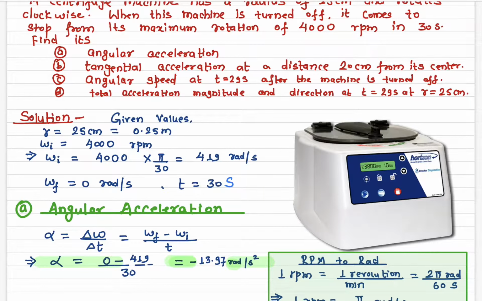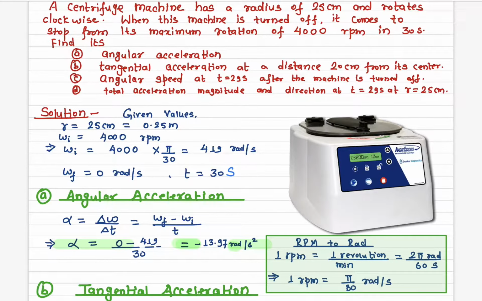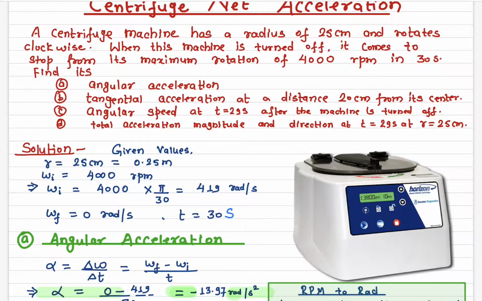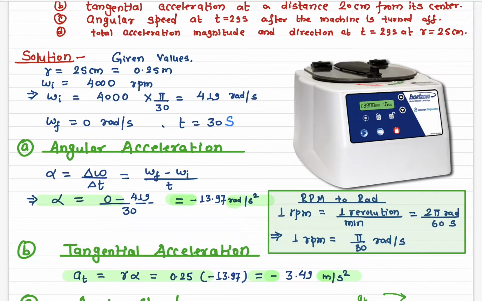Okay, so here we might be using a lot of terminology of the same kind. For example, angular acceleration, tangential acceleration, angular speed, linear speed, centripetal acceleration. So do not get confused. I already have made other videos about all this terminology, so please watch those videos as well. So let's start now. The radius is 25 centimeters.